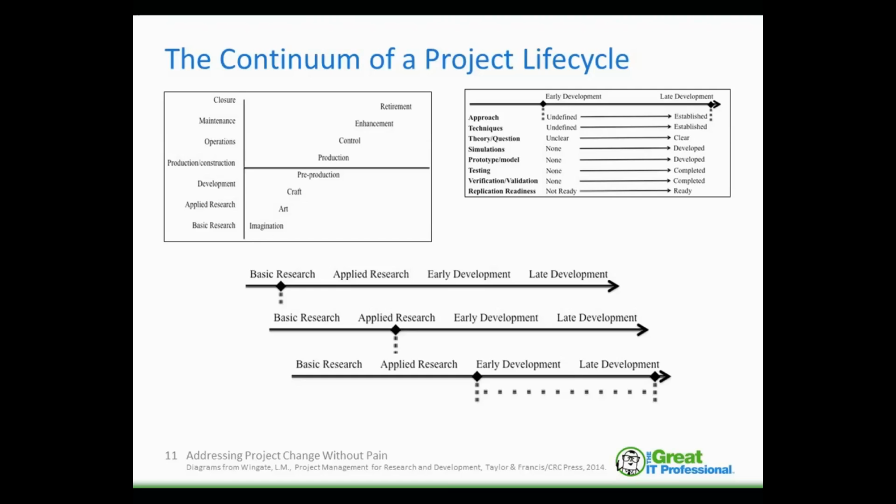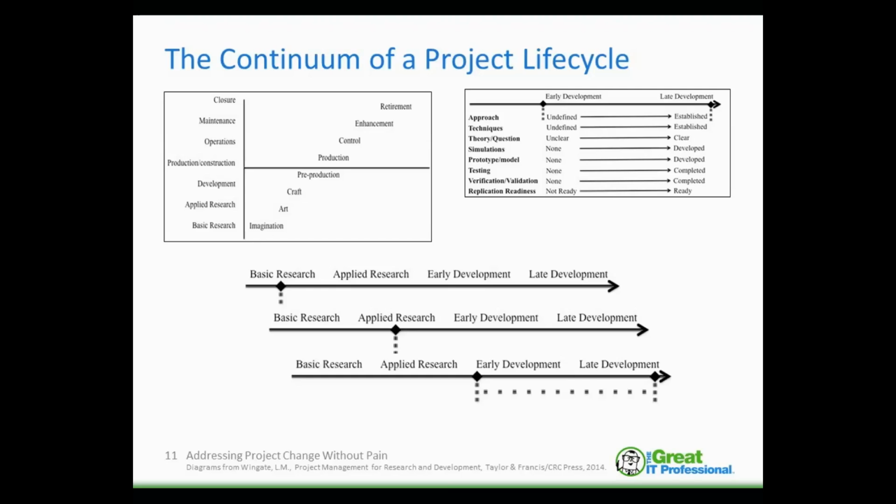On the top left, we'll start in the top left model, the life cycle flows from basic research through to closure, so going from the bottom of that to the top. In the middle of the box is a progression from imagination, where one is trying to understand the realm of the possible in the basic research area, to art, where one is creating, to craft, where one is building, and then on through production, where the final product becomes operational and then eventually retired. So there's one way to look at the continuum of a project life cycle.